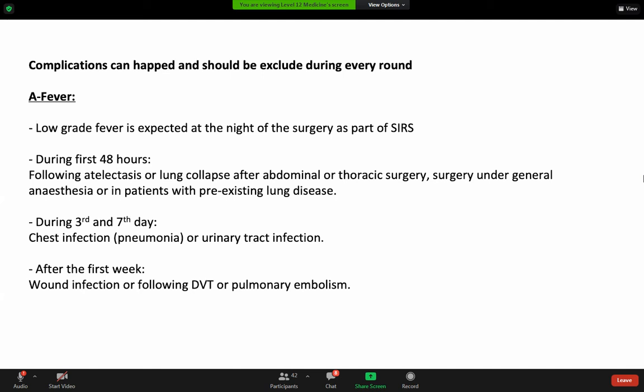It could be secondary to atelectasis or lung collapse. During the 3rd to 7th day, it could be secondary to chest infection, meaning real pneumonia, or UTI. After a week of surgery, it is usually not infection, more likely DVT or pulmonary embolism. Keep these differentials in your mind well when there is fever in any post-operative case.